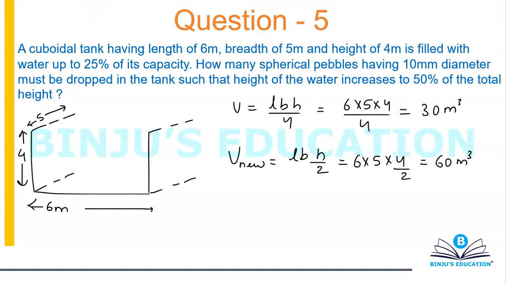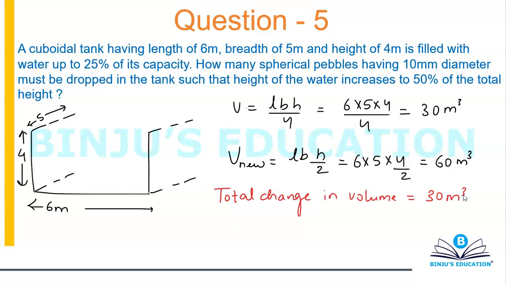So I can say that the total change in volume, or the total increase in volume, will basically be equal to 30 meter cube. Now this change in volume is because of the spherical pebbles that we are dropping inside that tank, or whatever cuboidal shape that we have.